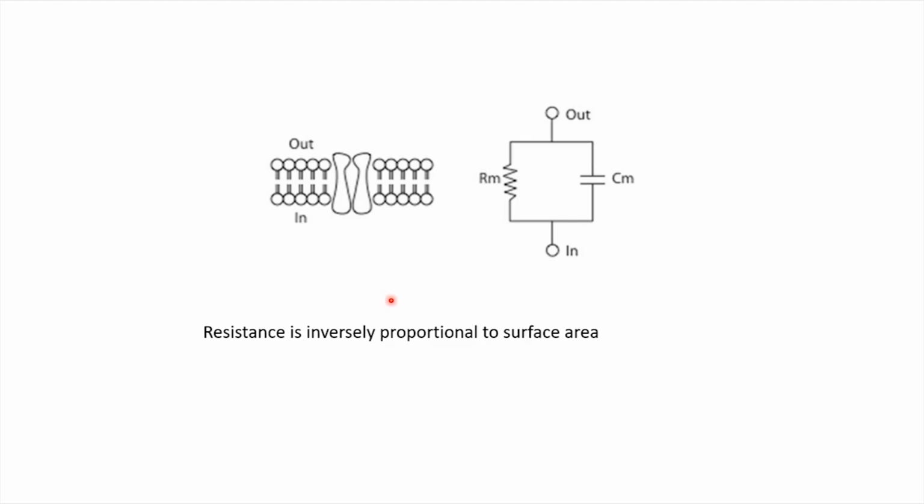Now let's see how the capacitance would depend on the surface area. So we can imagine that if the surface area is large, then there will be more area for accumulating the charge. So the capacitance will increase with the surface area. And sometimes we can consider that the neuronal membrane is uniform throughout. And in that case, we can talk of the resistance per unit area and capacitance per unit area. So Rm and Cm values can refer to the capacitance and resistance values per unit area of the membrane.